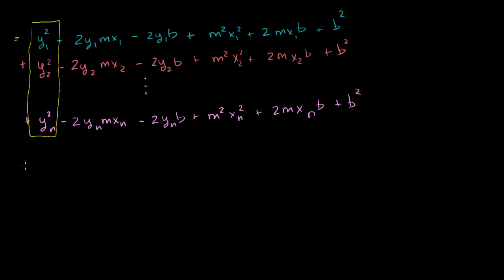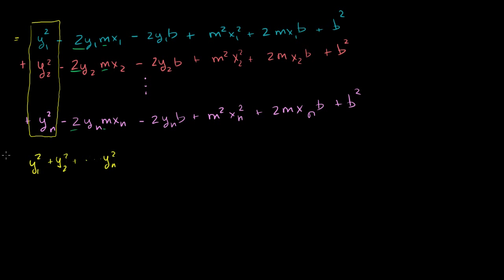Well, it's going to be y1 squared plus y2 squared plus all the way to yn squared. That's those terms right over there. So I'm going to have that, and then I'm going to have minus. You have this common 2m amongst all of these terms over here. So let me write that down. So then you have this 2m here, 2m here, 2m here.